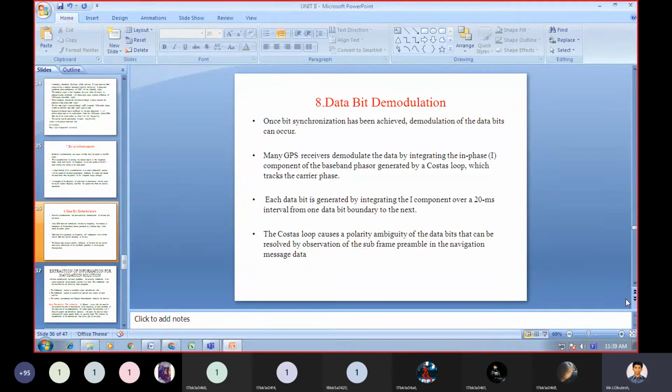Each data bit is generated by integrating the I component, the in-phase component, over a 20 millisecond interval from one data bit boundary to the next data bit boundary.